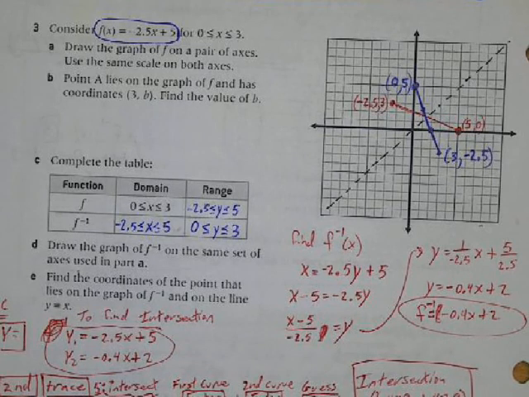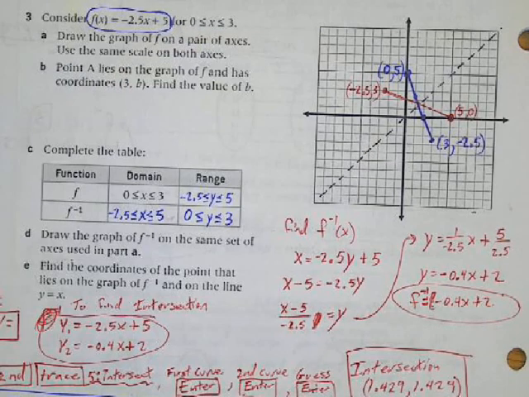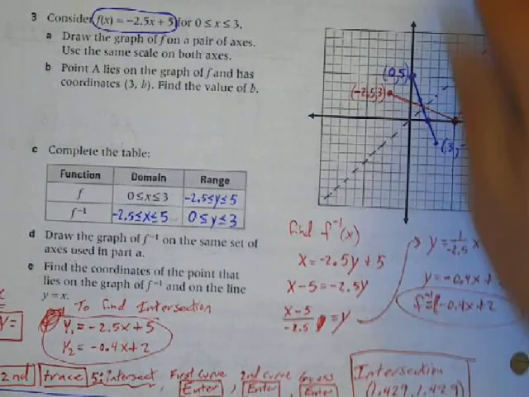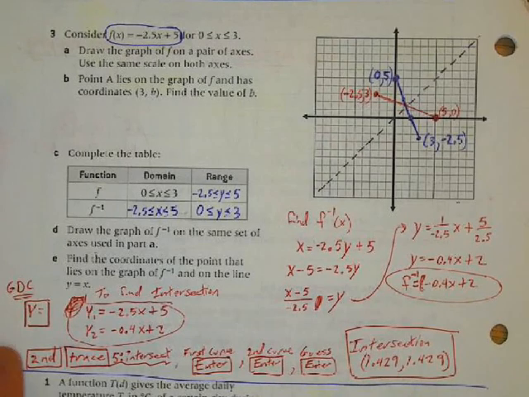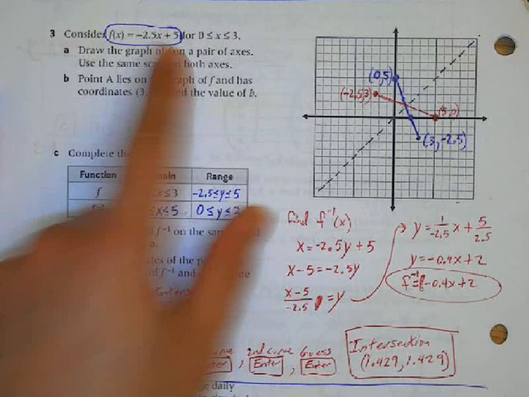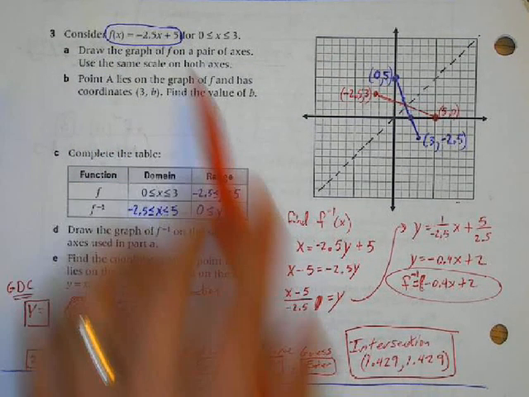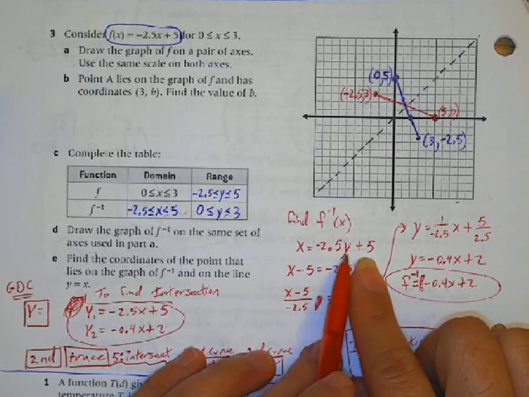I don't think I have one of these on the test, but we did do intersection last semester, and I think it's worth talking about. I've got this equation, y equals -2.5x plus 5. If I go to find the inverse, I change the y to an x and the x to y. So I would say x equals -2.5y plus 5, right?